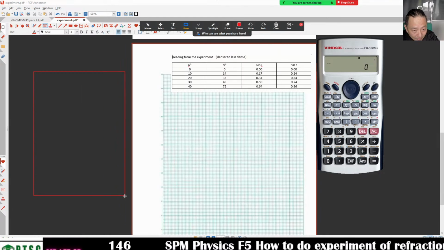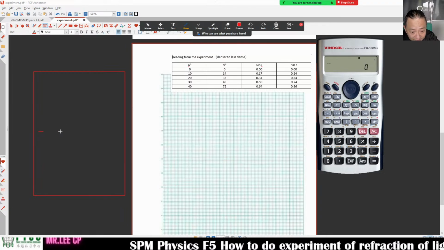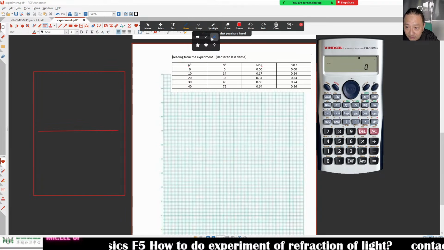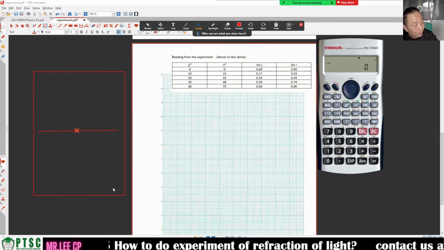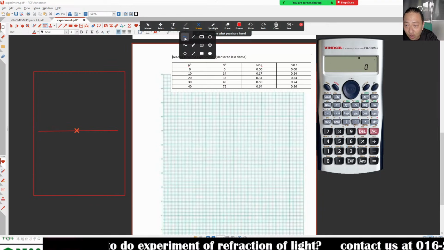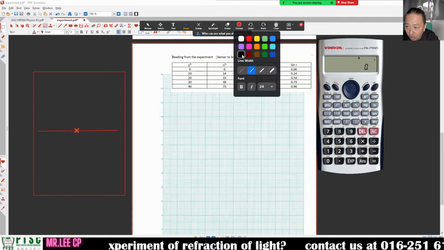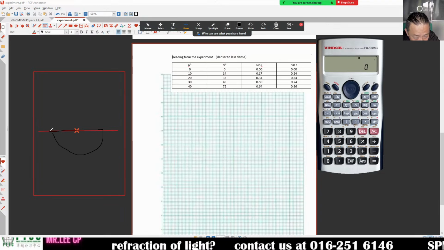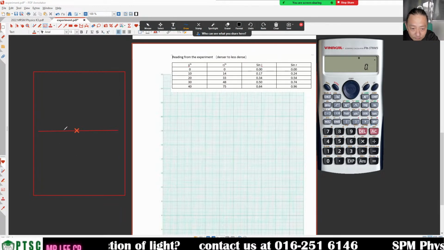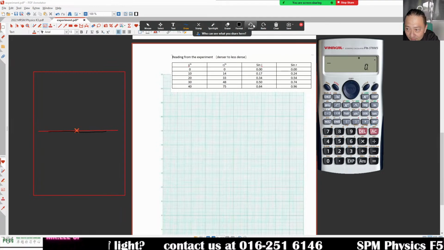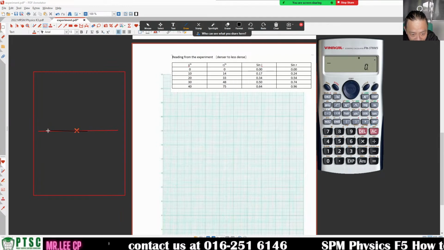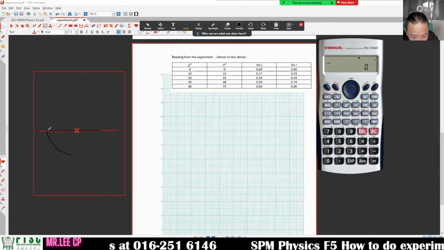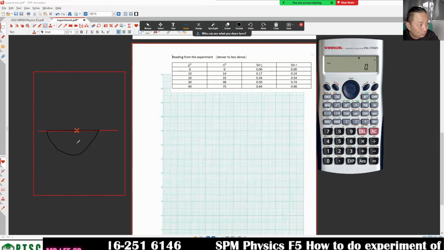This is a piece of A4 paper. And then you draw one straight line here. Now, make sure you make a cross here, so it is easy for you to find where it is. Now, place your glass block here. Draw it nicely. Place your glass block here. Okay? And then start to do the experiment.